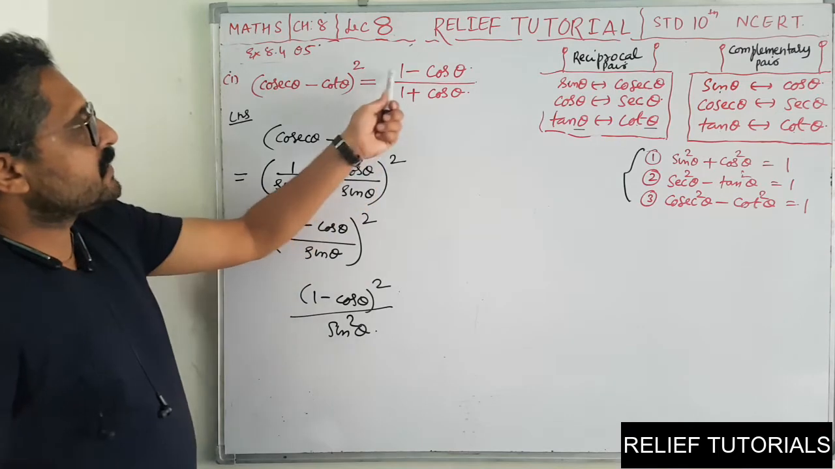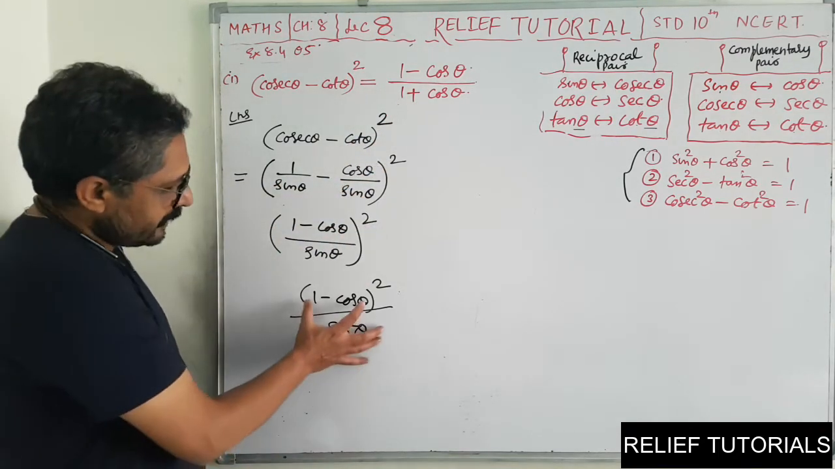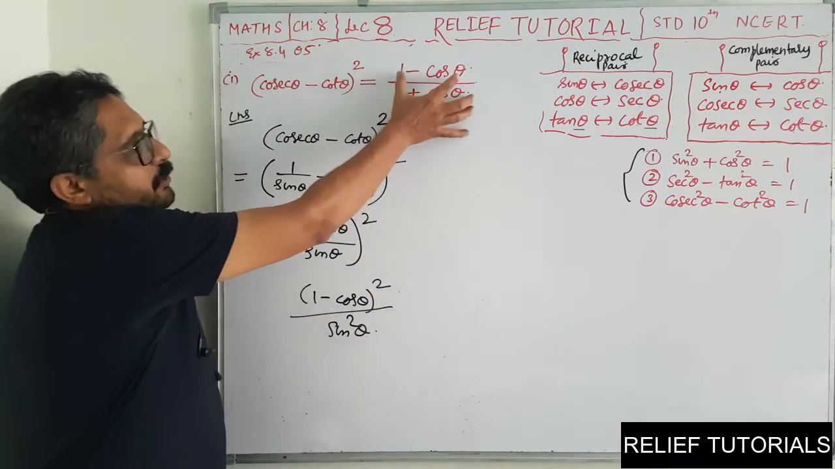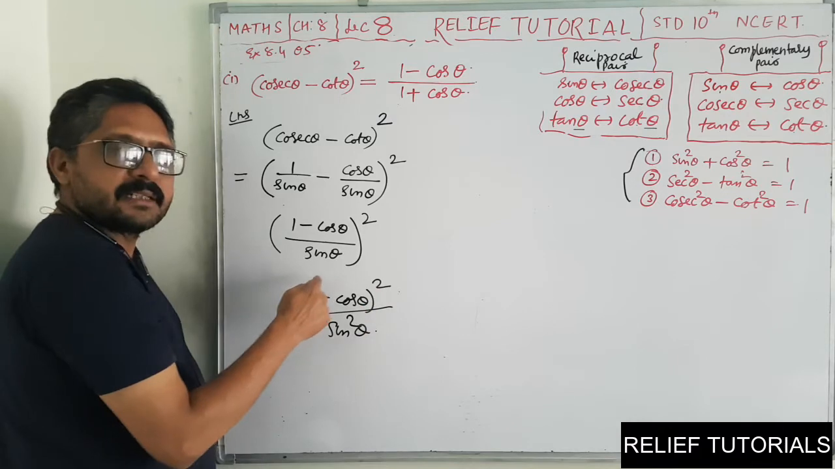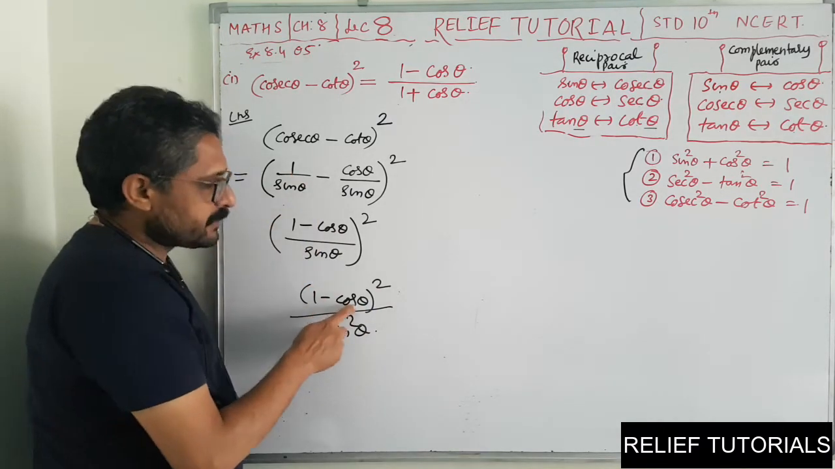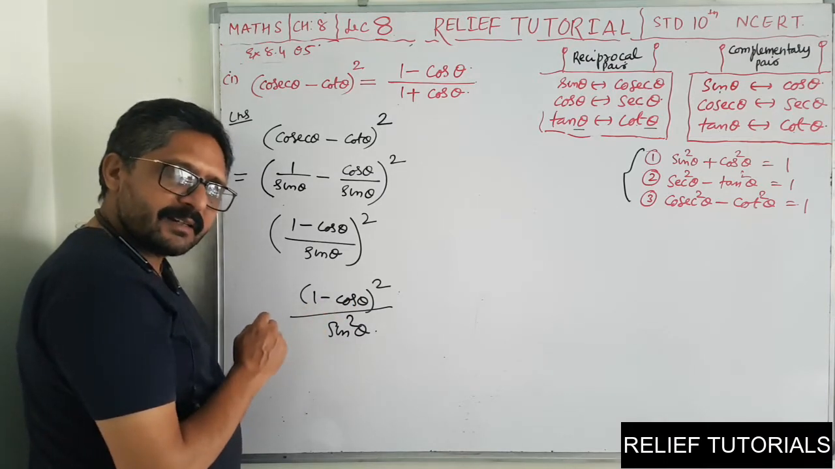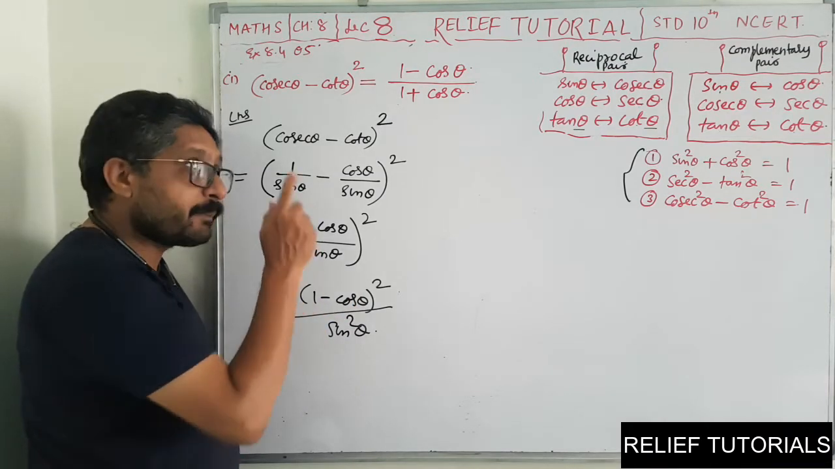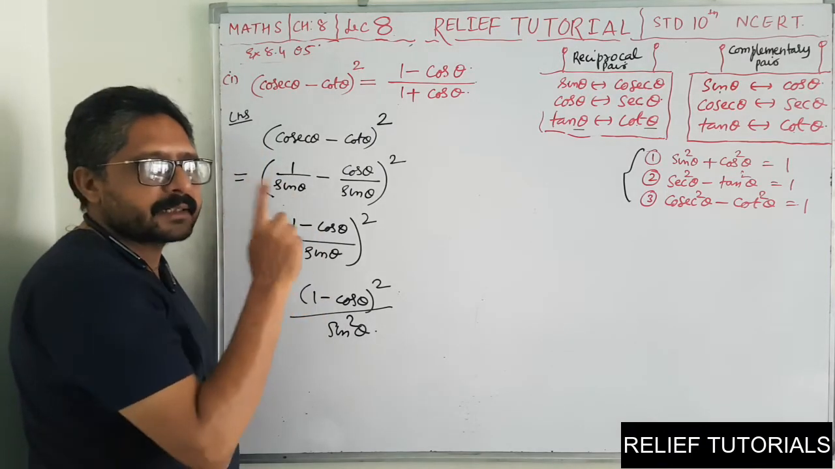Now look here, what can we do further? What is our RHS? 1 minus cos theta upon 1 plus cos theta. We have 1 minus cos theta in the numerator, but we don't want this square, so we will not disturb this. What is the first thought that comes to your mind? A minus B the whole square, A square minus 2AB plus B square. But always keep RHS in your mind. This is the second rule.